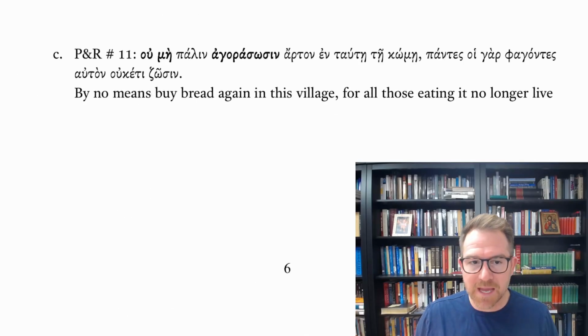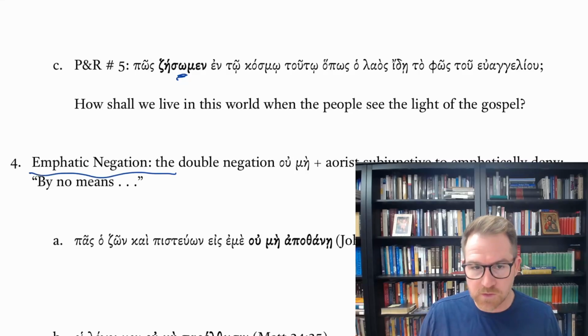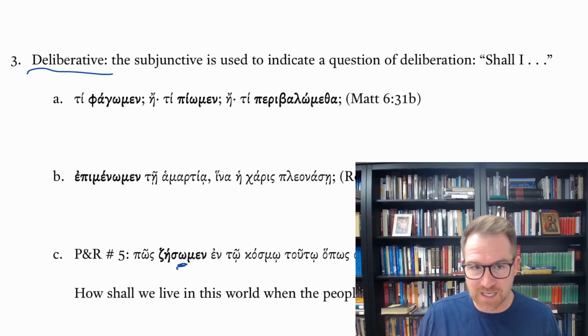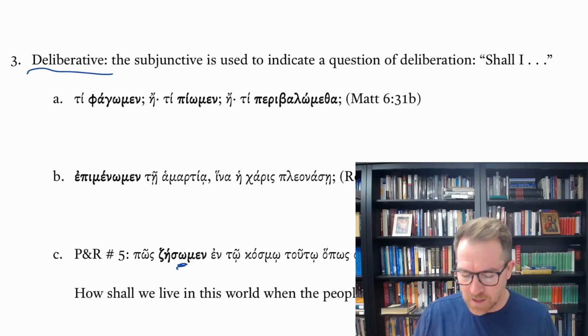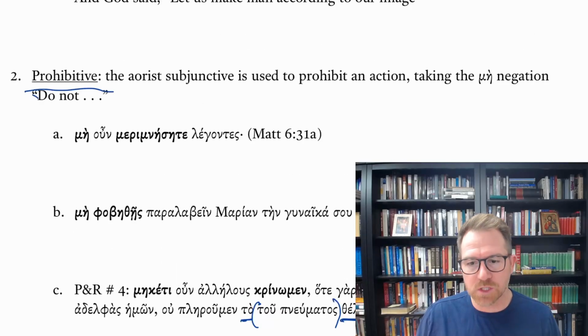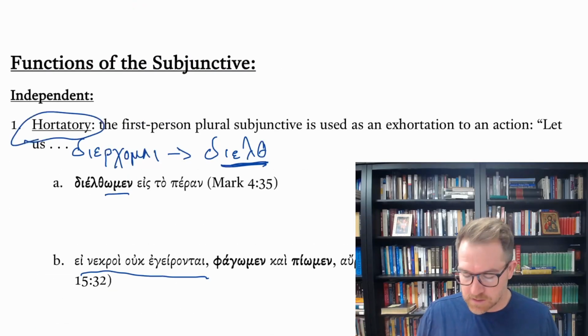So those are independent examples of the subjunctive. We have the emphatic negation as one use of the independent use of the subjunctive. We have the deliberation, the raising of a question. You see this a lot in Paul's letters when he's in this mode of diatribe, of dialogue. We see the prohibition, the do not, which is a less emphatic way of the emphatic negation. And of course, we have the hortatory subjunctive, the let us subjunctives.